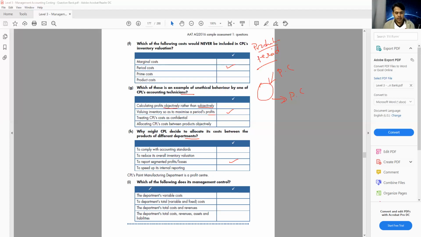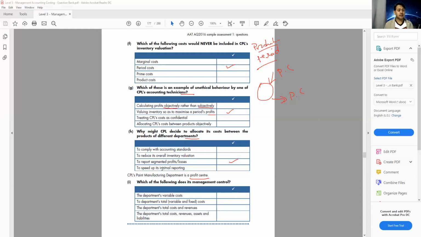All right, the next one we have: CPL Paint Manufacturing Department is a profit center. Which of the following does its management control? So if it is a profit center, we are only dealing with cost and revenue. If this is an investment center, we're dealing with cost, revenue, and investment. If this is only a cost center, then we're only dealing with cost. You need to make sure you know the definition.